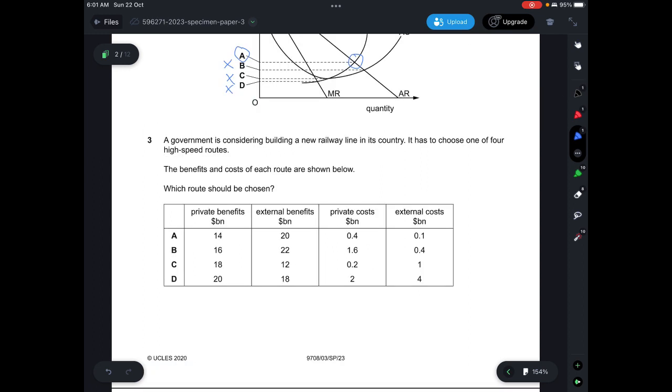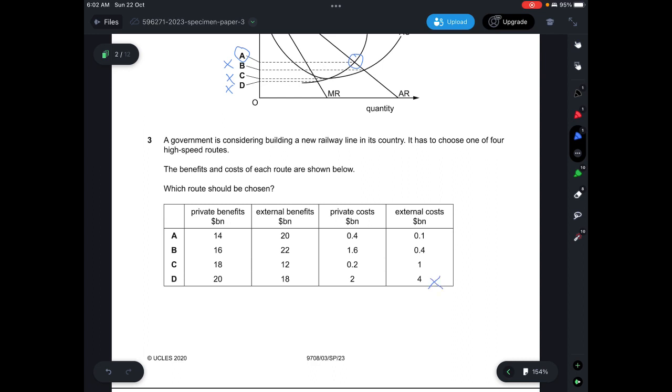Question 3, a government is considering building a new railway line in its country. It has to choose one of the 4 high-speed routes. The benefits and costs of each route are shown below, and which route should be chosen? So this is cost-benefit analysis. You choose the one that provides the most private benefits and external benefits, and the least private costs and external costs. Judging by the 4 options here, D would be immediately ruled out because the private cost and the external cost is the highest.